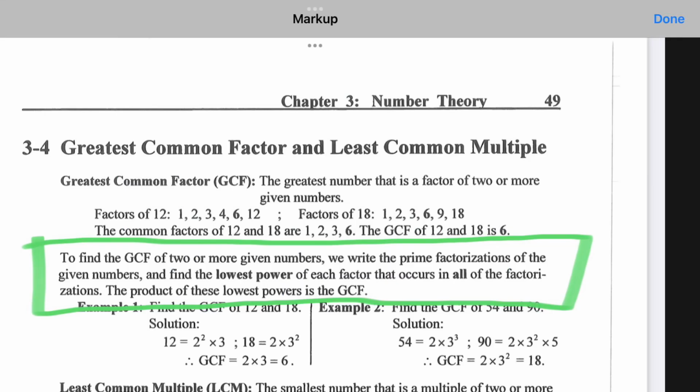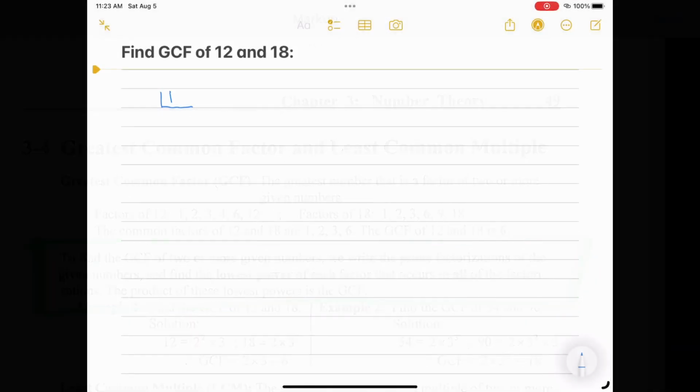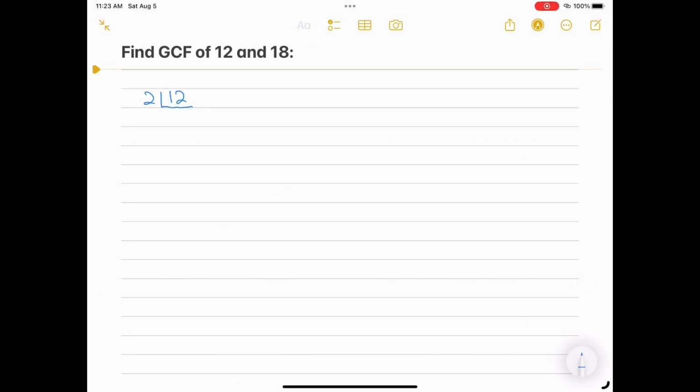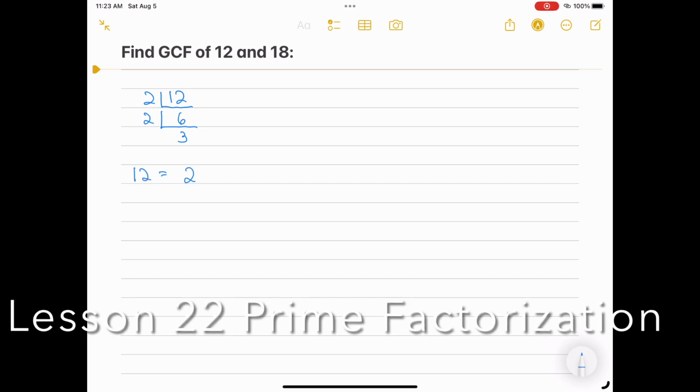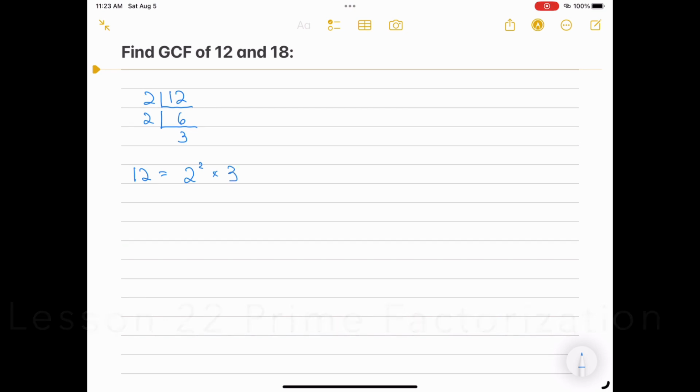To find the GCF of two or more given numbers, we write the prime factorizations of the given numbers and find the lowest power of each factor that occurs in all of the factorizations. The product of these lowest powers is the GCF. So to find the GCF of 12 and 18, we first do the prime factorization of 12 and the prime factorization of 18. If you are unclear on prime factorization, please watch my earlier video, lesson 22, on prime factorization.